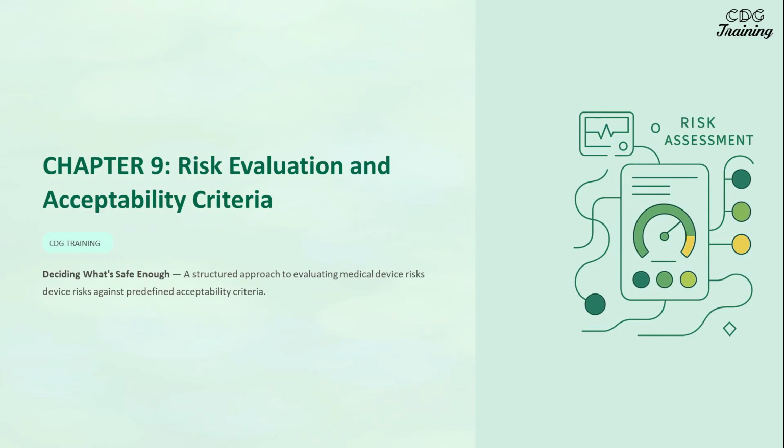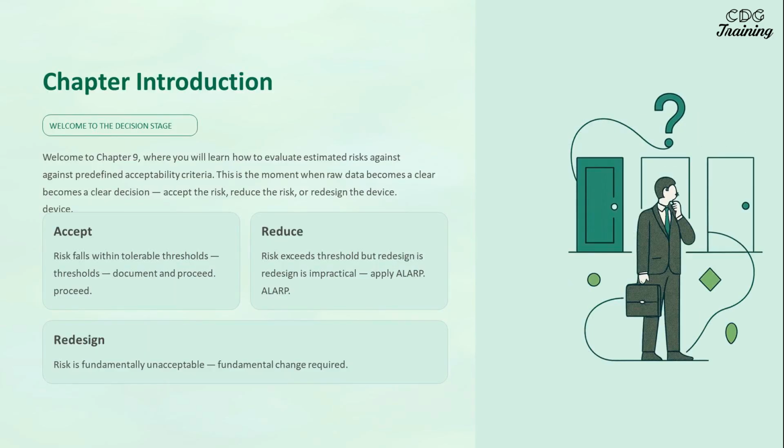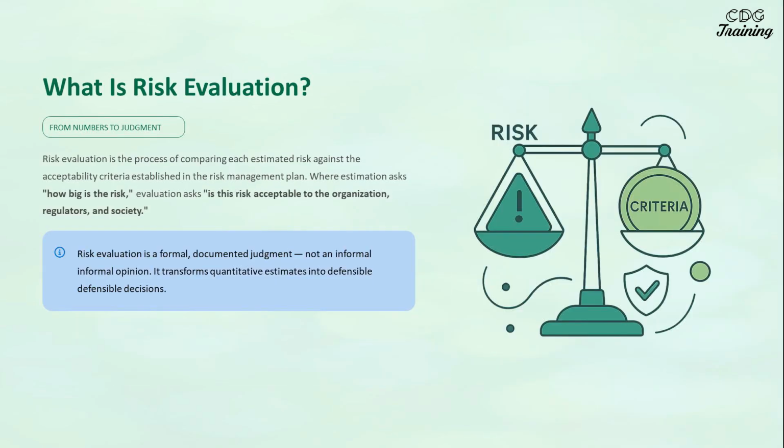This chapter is all about deciding what's safe enough. In this chapter, you'll learn how to evaluate estimated risks against predefined criteria. This is the moment when raw data becomes a clear decision: accept, reduce, or redesign the risk of the medical device. Risk evaluation involves comparing each estimated risk against established criteria.